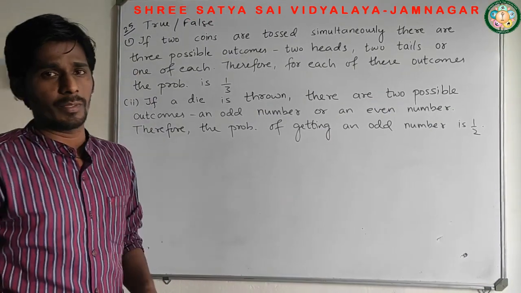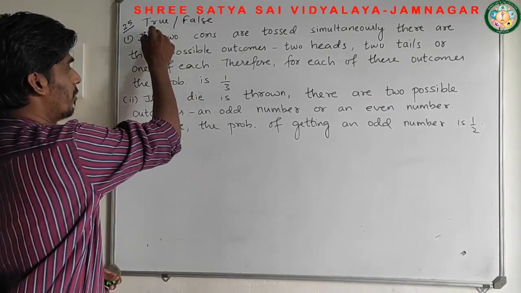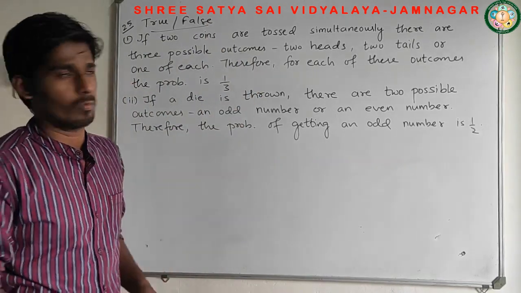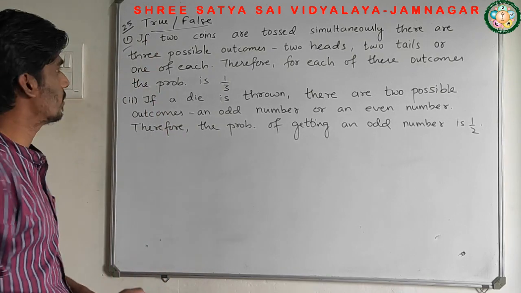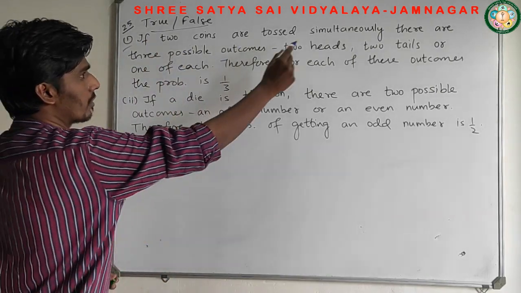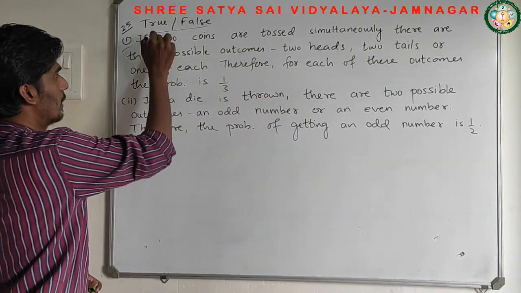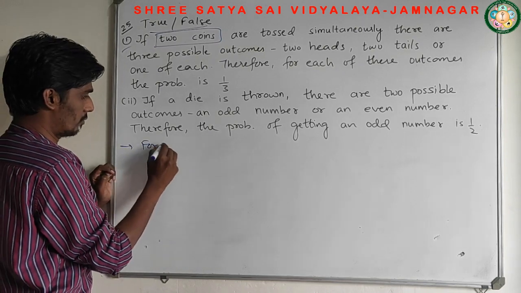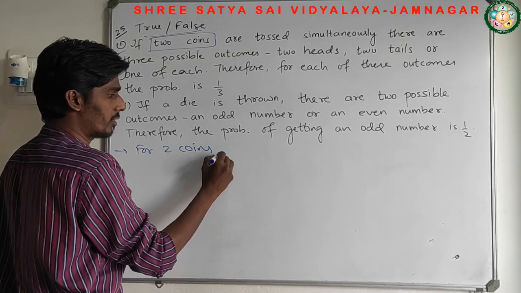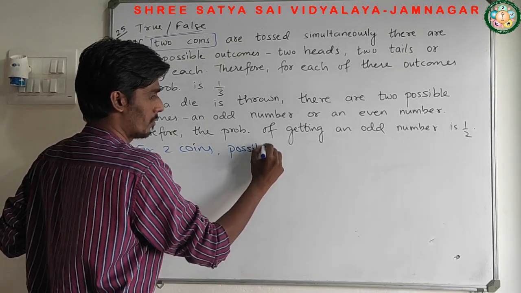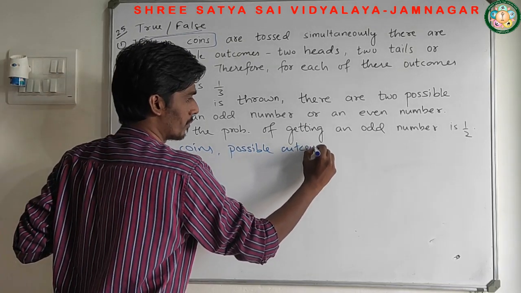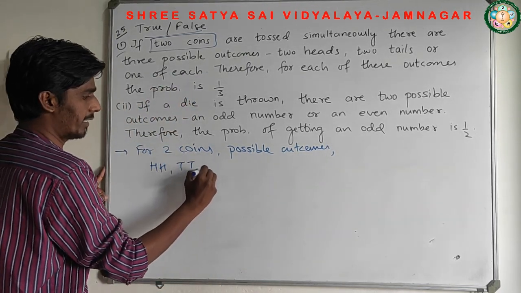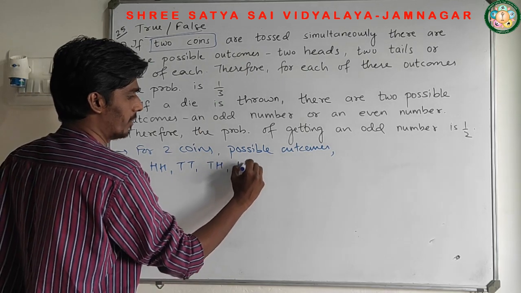Let's solve the 25th example of the textbook. Here we have to just verify whether both the given statements are correct or not. Let's try one by one. Let's start with the first one. If 2 coins are tossed simultaneously, so first of all, this question is for 2 coins. The possible outcomes are head head, tail tail, tail head and head tail.